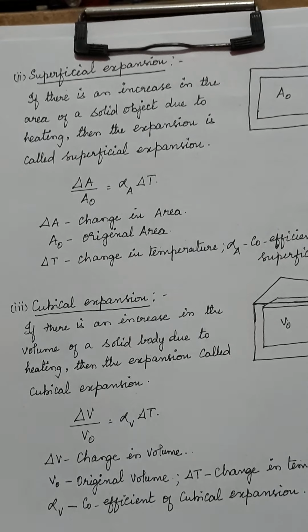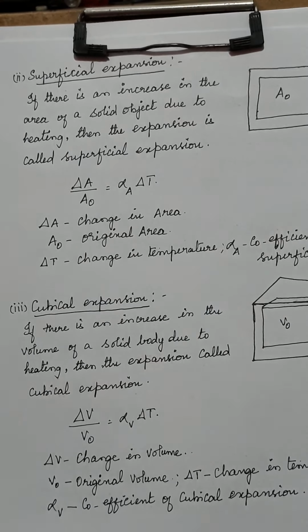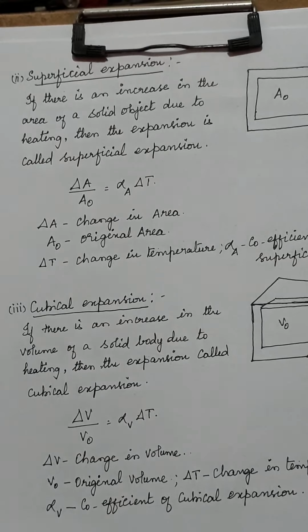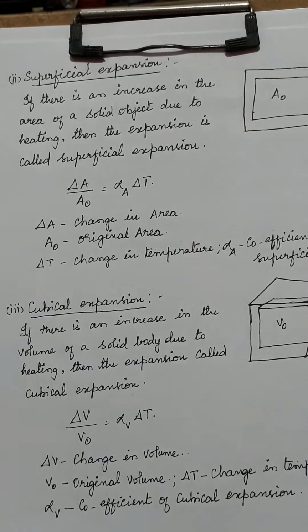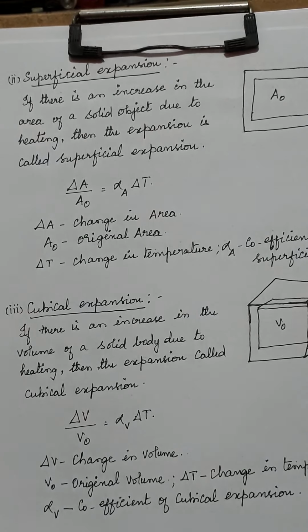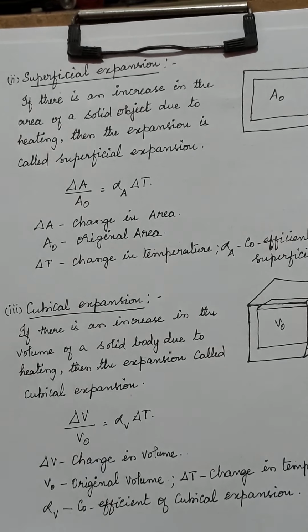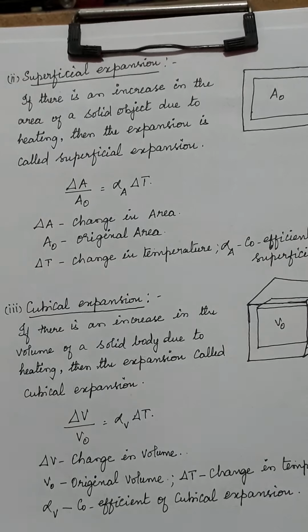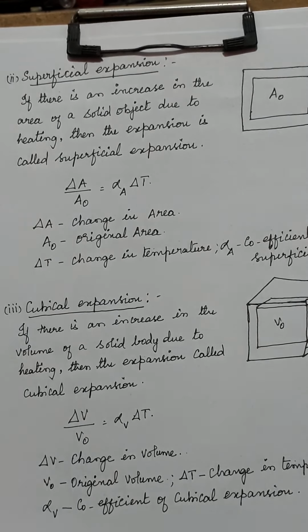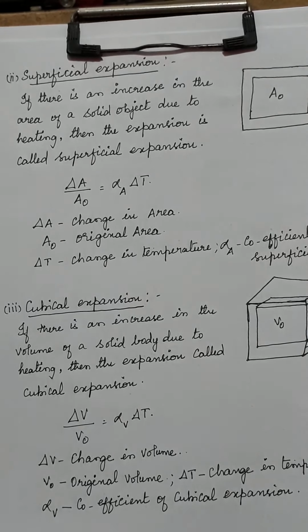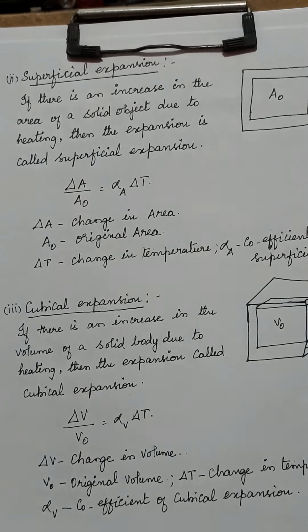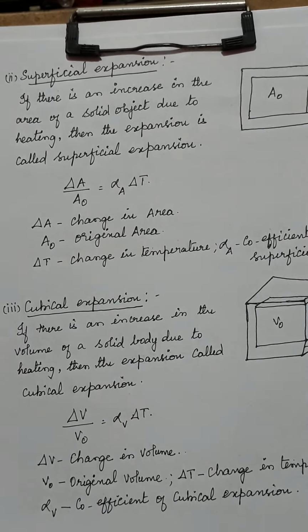So in today's class what we have learned is about expansion in solids, where there are three types: linear, superficial and cubical. Linear says length, superficial says area increases, cubical expansion says volume increases. And in all three relations the extent of expansion, the amount of expansion, is going to depend on the change in temperature. The change in temperature naturally depends on the heat energy which is given.